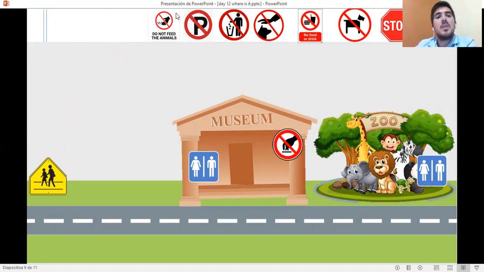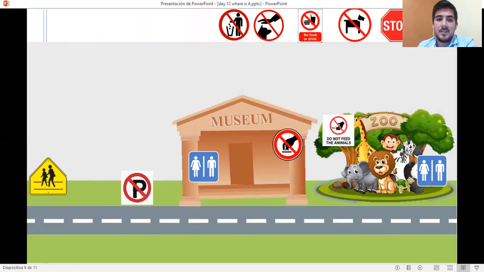The next one, don't feed the animals. On the street, at the museum, or at the zoo? That is correct. Don't feed the animals is a sign we can see at the zoo. No parking. Where can you find this sign? On the street, at the museum, or at the zoo? On the street.